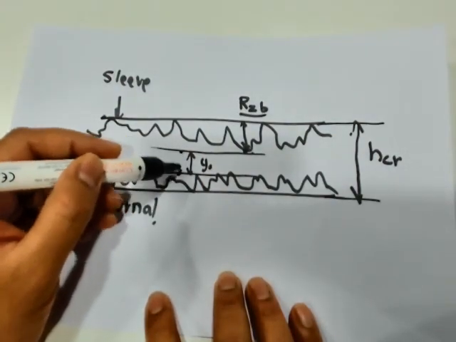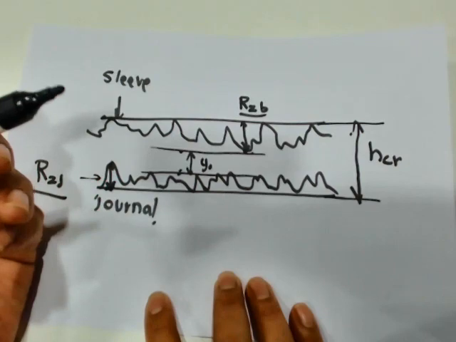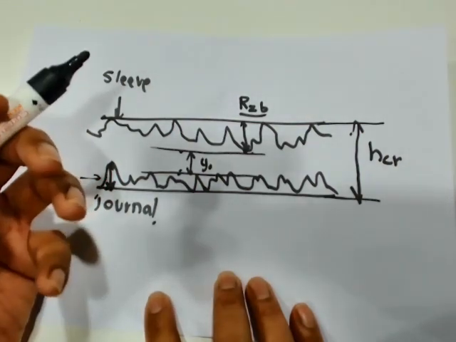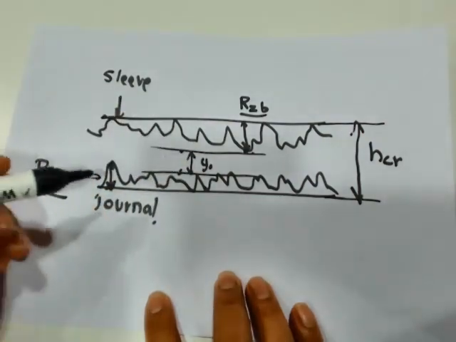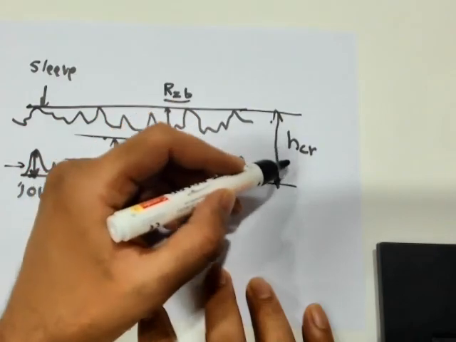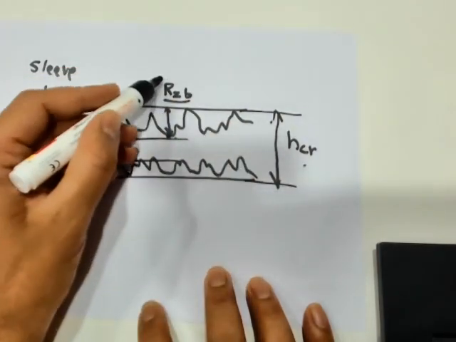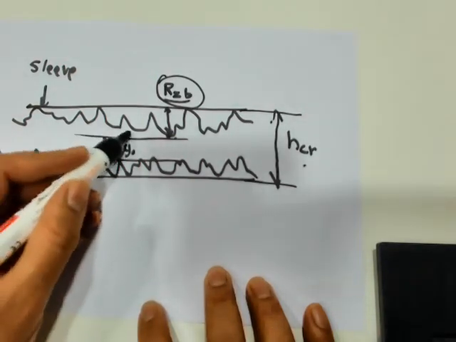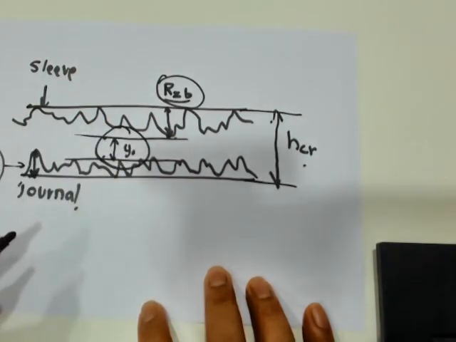In between, we also consider this value YO, which is the gap that we have purposefully kept just in case the journal bends. So if the journal bends, then this gap can close. Therefore the HCR is the summation of the following things: RZB, RZJ and YO.